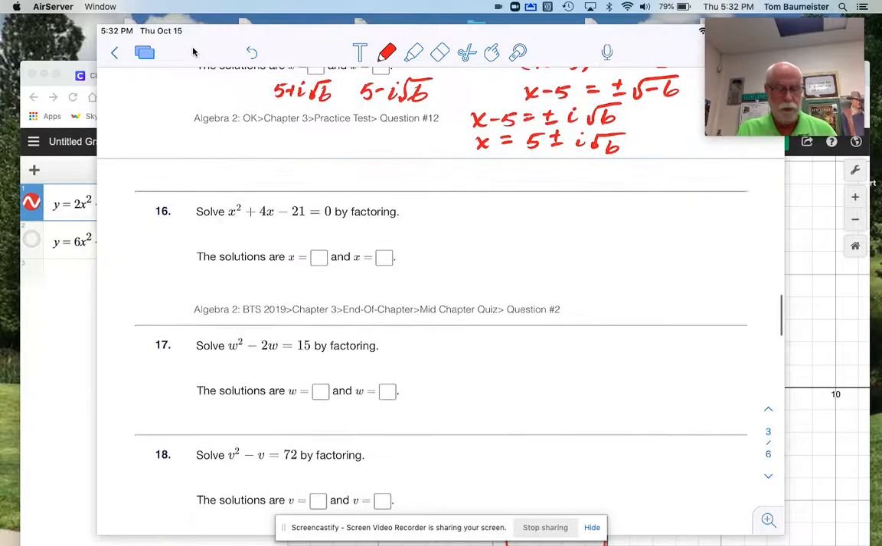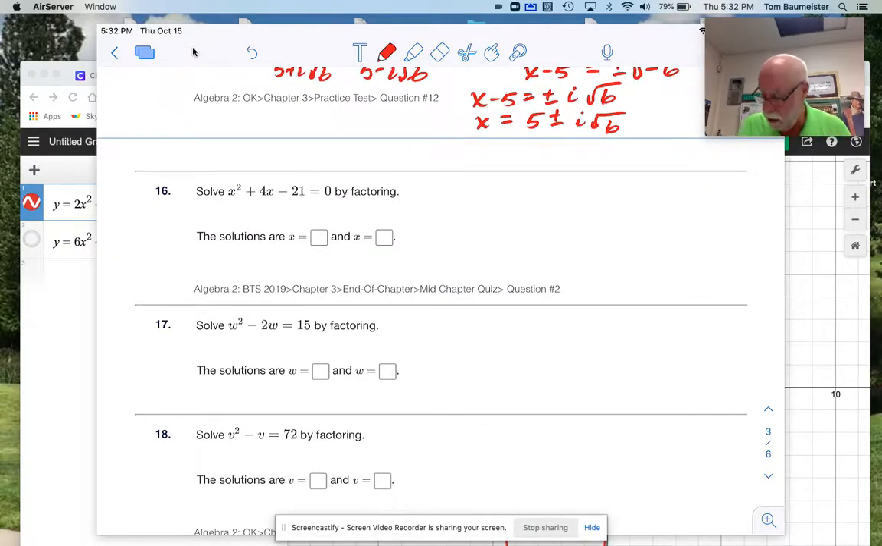Okay, excuse me. Number 16 says solve by factoring. All right, so again, we're going to do the same kind of thing. I see an x.